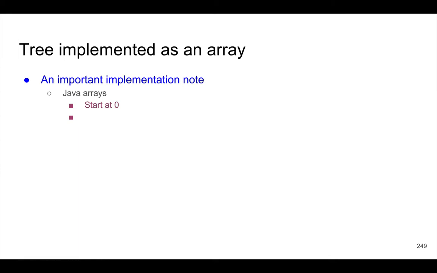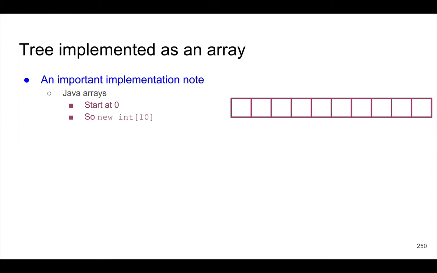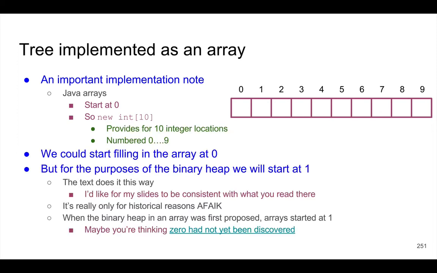So let me remind you a couple of things about arrays, and specifically the way we're going to be using arrays in this particular assignment and for priority queues. So in Java, arrays start at 0, and that's been true for most languages in the past 20, 30 years. So if you ask for a new int array of 10 locations, you get 10 locations, but they're numbered 0 through 9. We could start filling in the array at location 0. But what we're going to do for the binary heap is we're going to start filling it in at 1. Now there's a couple reasons for that. The text does it this way, and if I were to start at 0, all my formulas for parent and child and all the way that my code would look would differ from what you see in the book, and that kind of inconsistency could cause trouble.